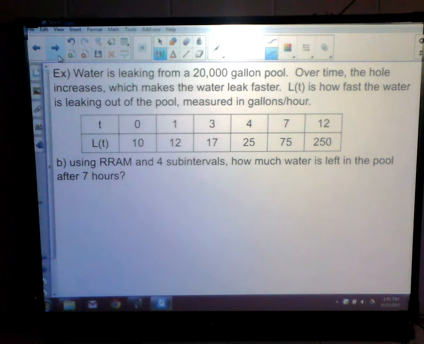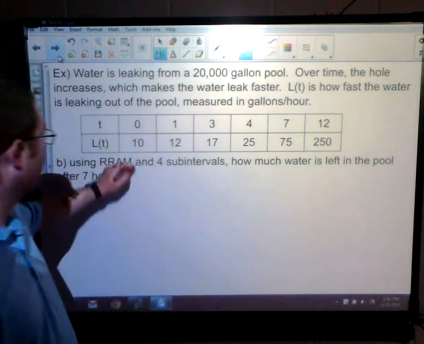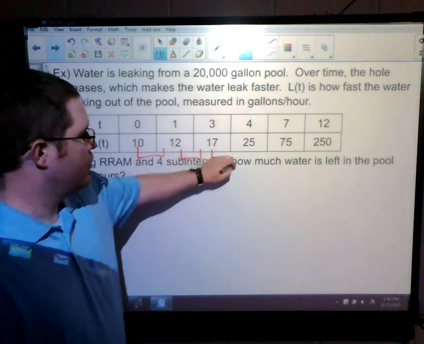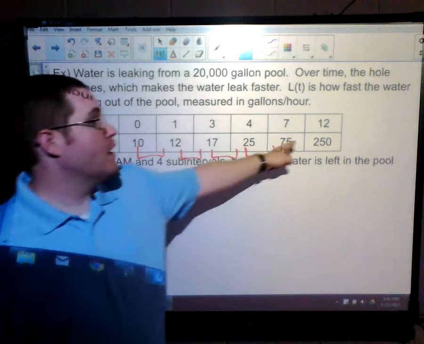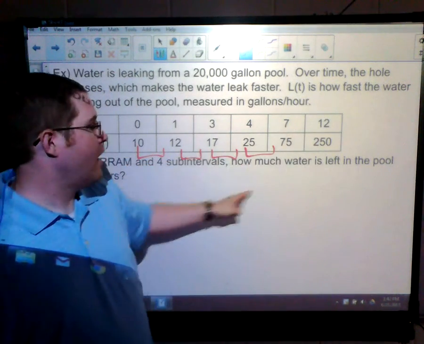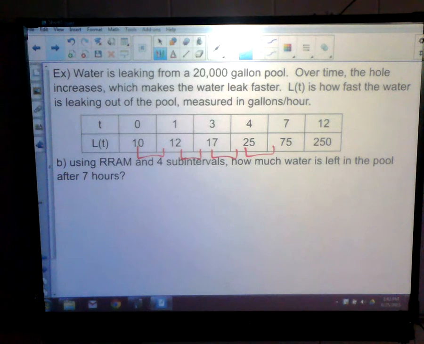Now let's use RRAM in 4 subintervals. How much water has leaked out of the pool in 7 hours? So let's break it into 4 rectangles. 1, 2, 3, 4. I don't go further because I don't care about the 12th hour. I want 7 hours. So let's use RRAM in 4 subintervals.